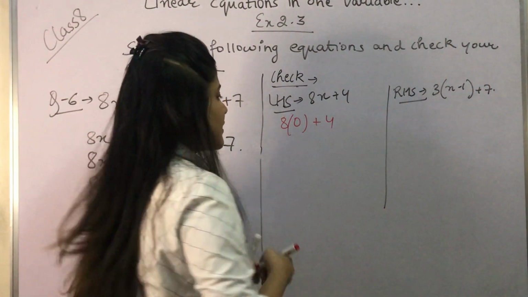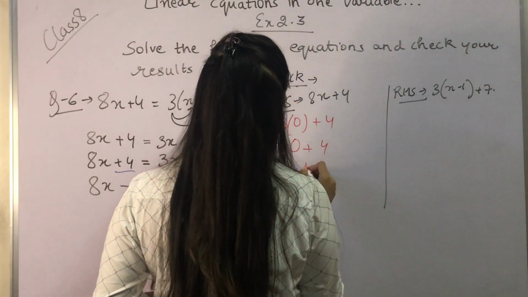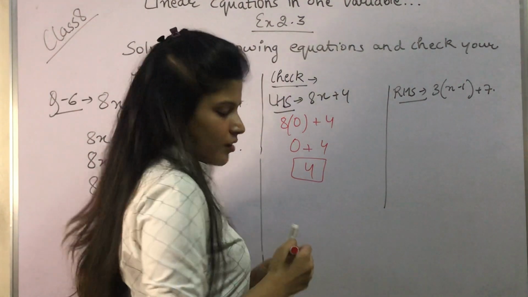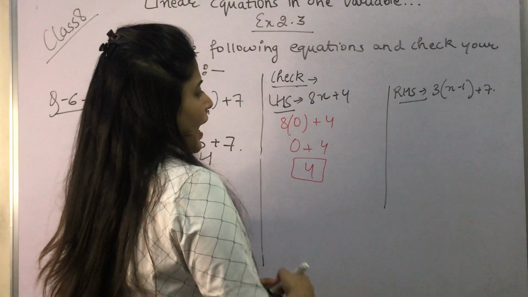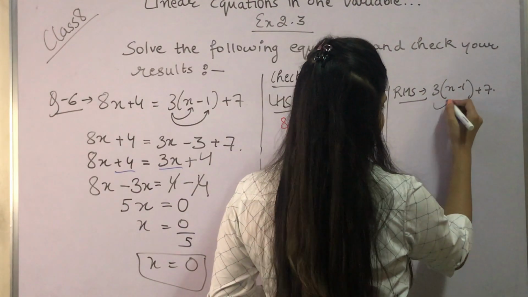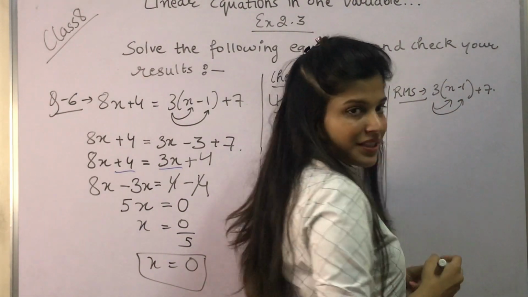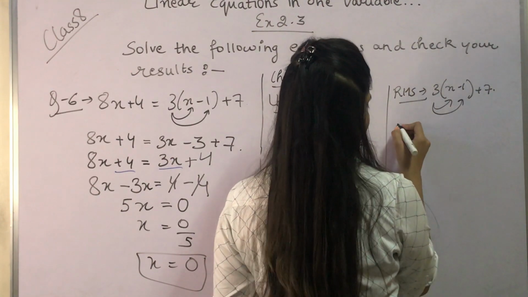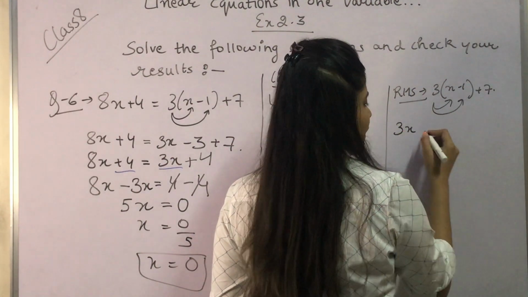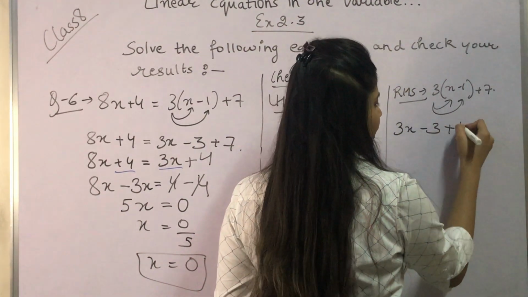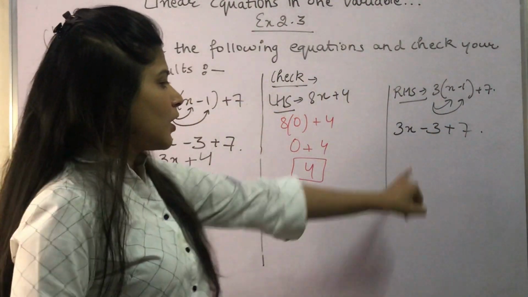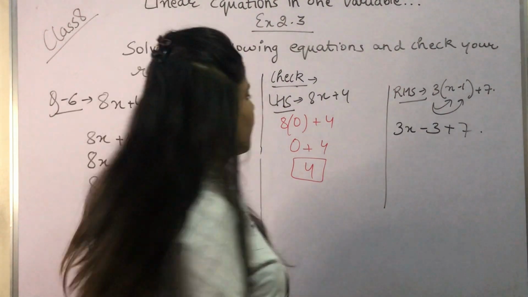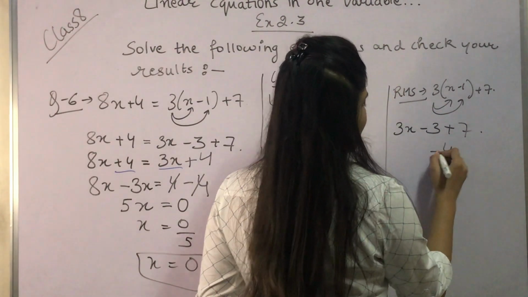8 into 0 is 0. So 0 plus 4 is 4. Now LHS is 4. Now we will check whether RHS is 4 or not. So for that, first we will multiply 3 by x and 3 by minus 1. So 3x, 3 into minus 1 is minus 3 and plus 7. Alright, now plus minus minus, so 4 again and sign positive.